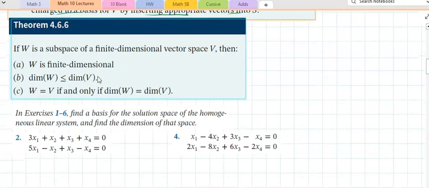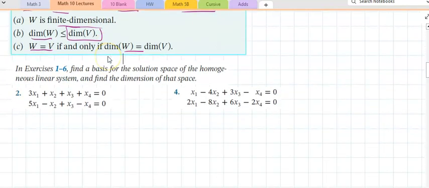And the last part, they're talking about a subspace. This is a different game now. If W is a subspace of a finite dimensional vector space V, then W is finite dimensional. That's fine. The dimension of W is less than or equal to the dimension of V, and W equals V if and only if the dimensions are the same.